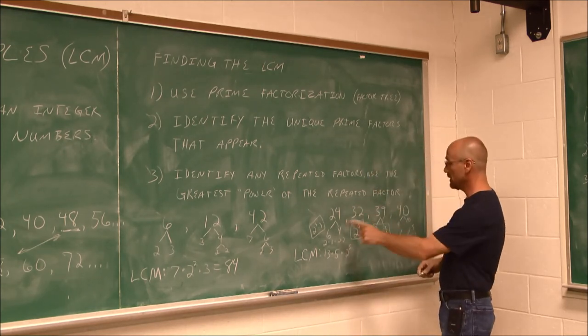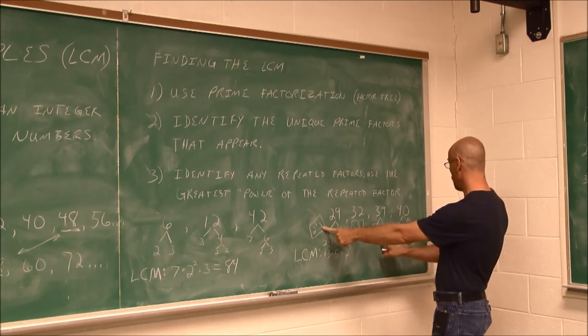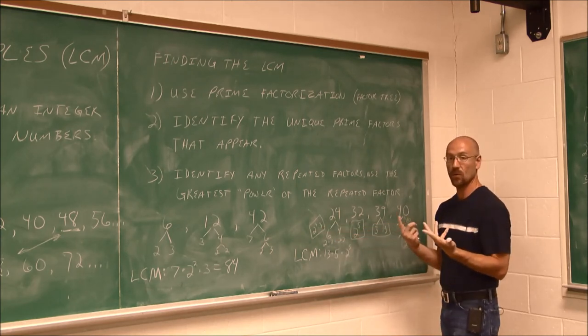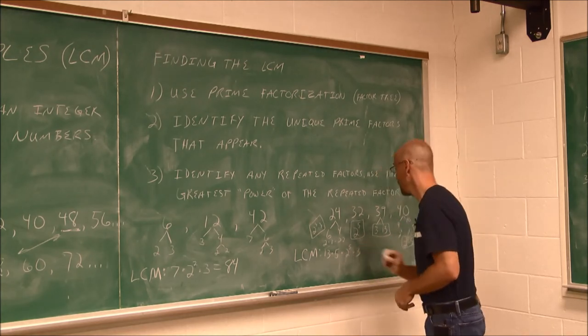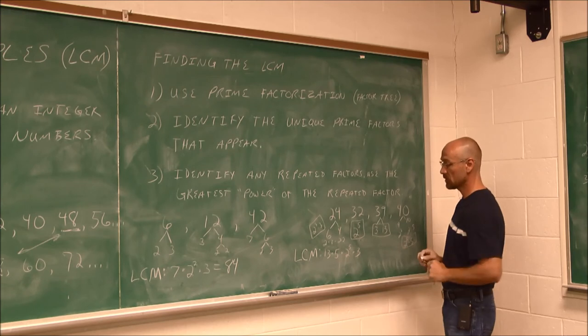Then we see those 3s that weren't unique. I have 1 3 here, 1 3 here. Well, again, I only have 1 3 in any of the numbers. So I have the highest power of 1 for this 3.